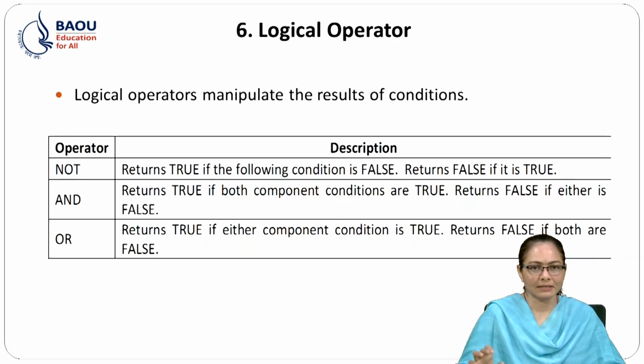Now AND returns true if both the component conditions are true. It returns false if either is false. So AND gives the output when both conditions are true. Then OR is the opposite of AND. It returns true if either component condition is true and returns false if both are false. OR gives the output when one of the conditions is true. If any one condition is true, then it will give the output. See, let's learn with the example.